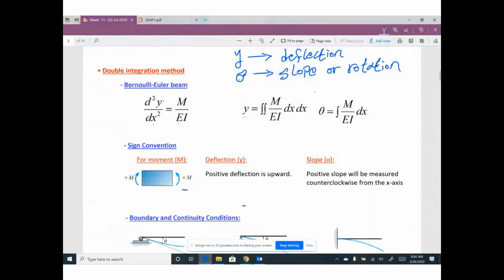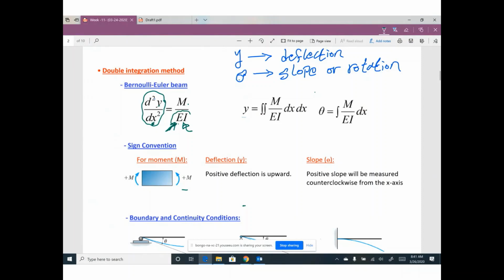y represents deflection, theta represents slope or rotation. And so I can read this equation like this: the second derivative of deflection with respect to x equals moment over EI. E is Young's modulus, I is moment of inertia. It's not a big deal.